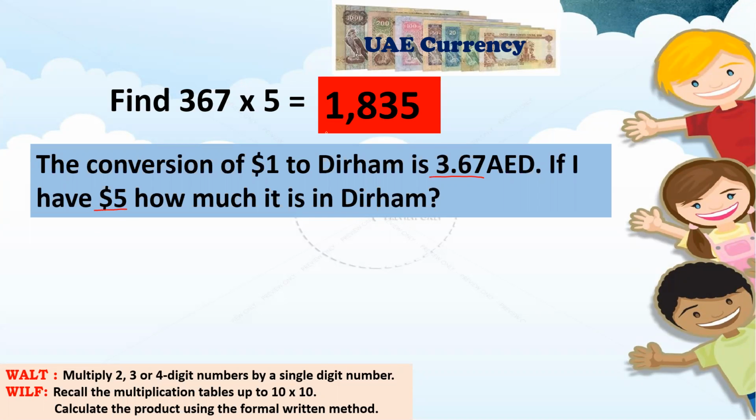So 3.67 by 5. What will it give us? Try to answer it yourself, please. 1 minute on the timer. Okay, so let's see our answer. The answer should be 18.35.